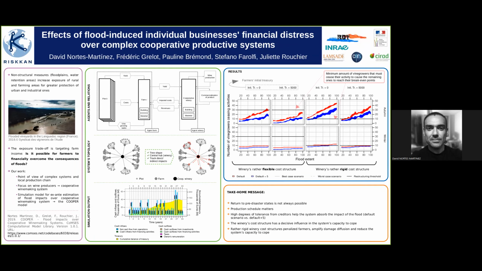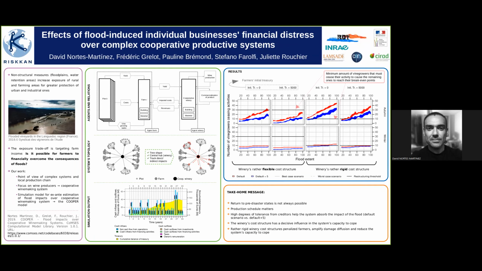To answer this question, we built a simulation model focusing on a local and cooperative wine production chain that groups farmers and a winery. This model allows us to simulate the production dynamics between these two main agents during the year for several consecutive years. The model also allows us to simulate flood events of different magnitude in different times of the year, tracking down direct impacts to farmers and the winery, as well as the indirect impact rippling both through time and across the network.